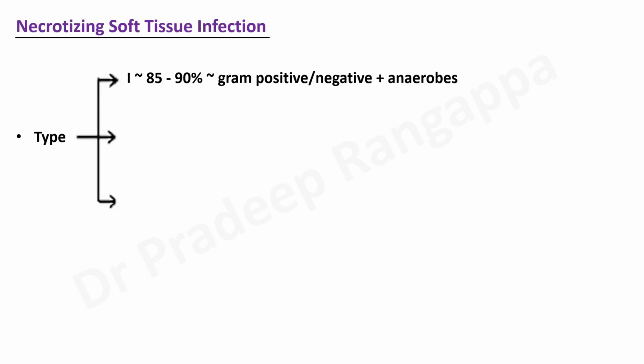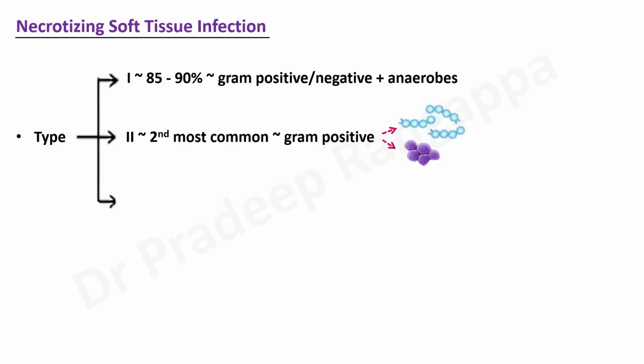So it is polymicrobial. It can be gram positive, gram negative, anaerobes, or a combination of these. This is the typical sort of necrotizing fasciitis that we see. And type 2 is the second commonest, where it is predominantly caused by gram positive, either streptococcus along with staphylococcus. The combination is what we see as the second most common. The rare one is monomicrobial.